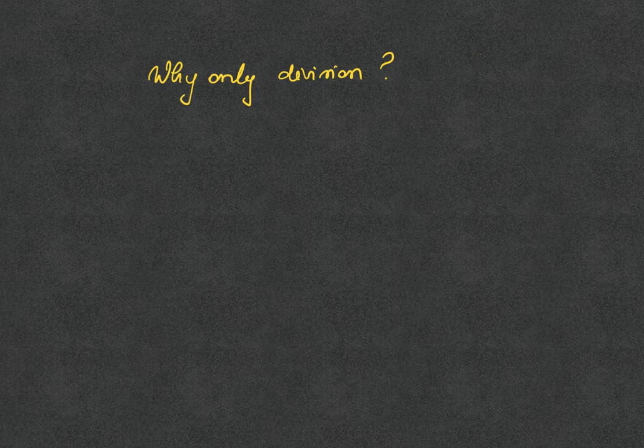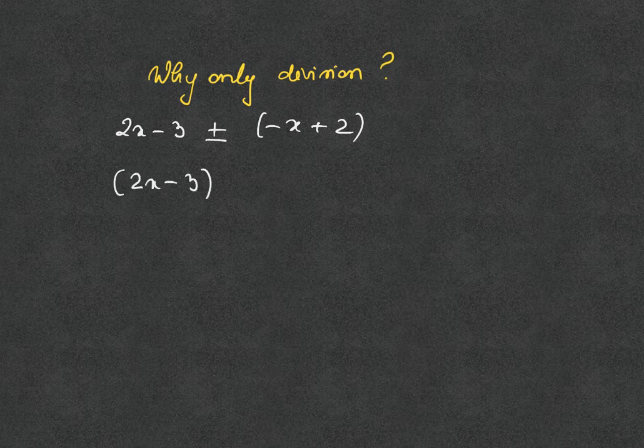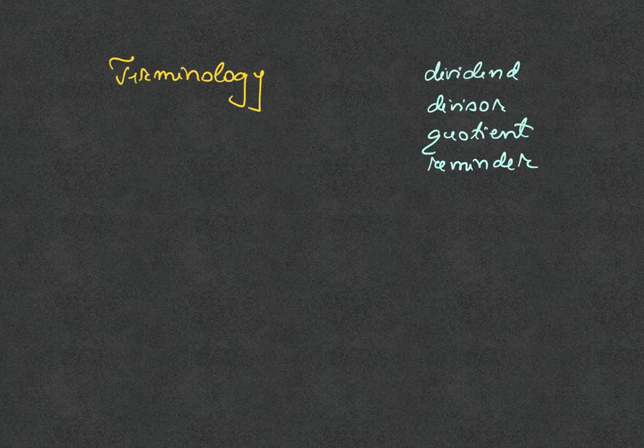Why we study division? Well, as you can figure out already, you did a lot of additions before when you collected like terms. For example, 2x minus 3 added to minus x plus 2. That's addition of two polynomials. Or subtraction. Or multiplication. So you've done all this in the previous years. So that's why we focus now only on division.